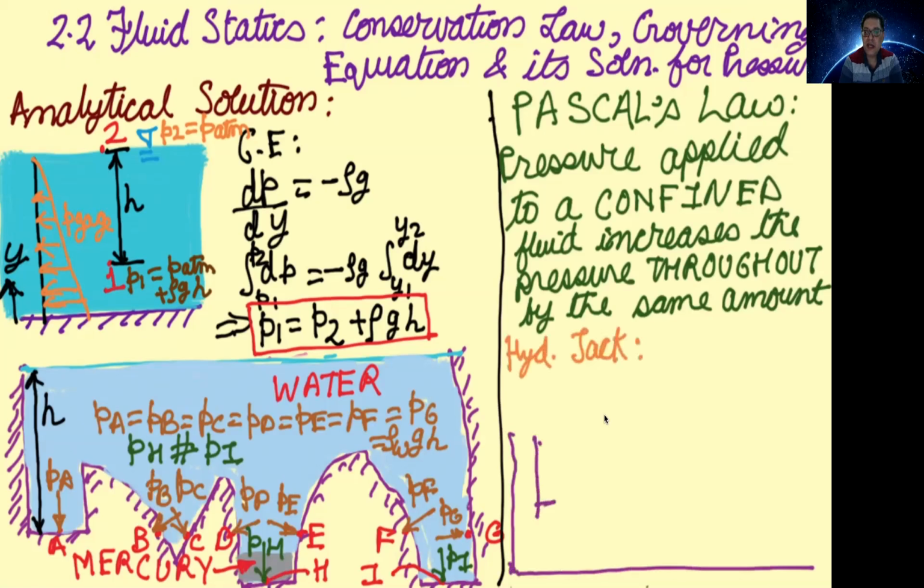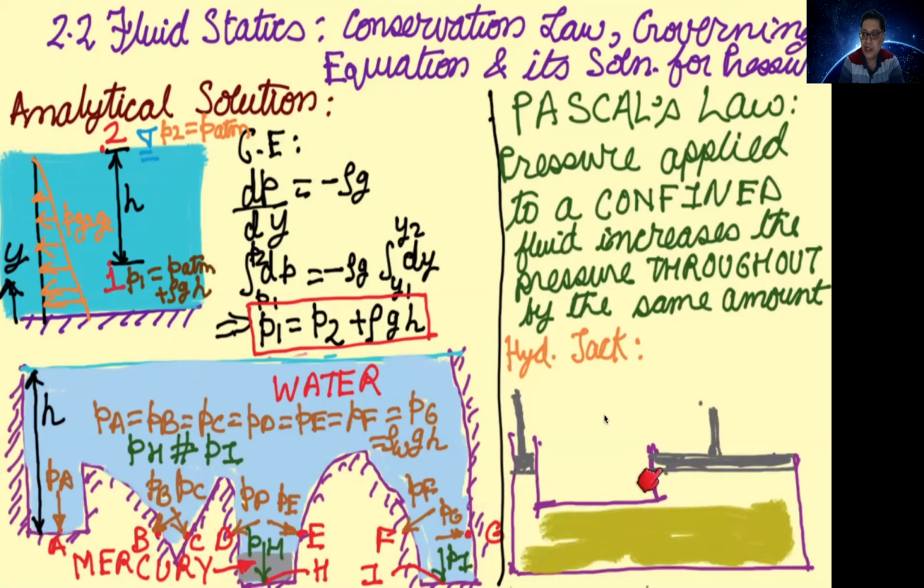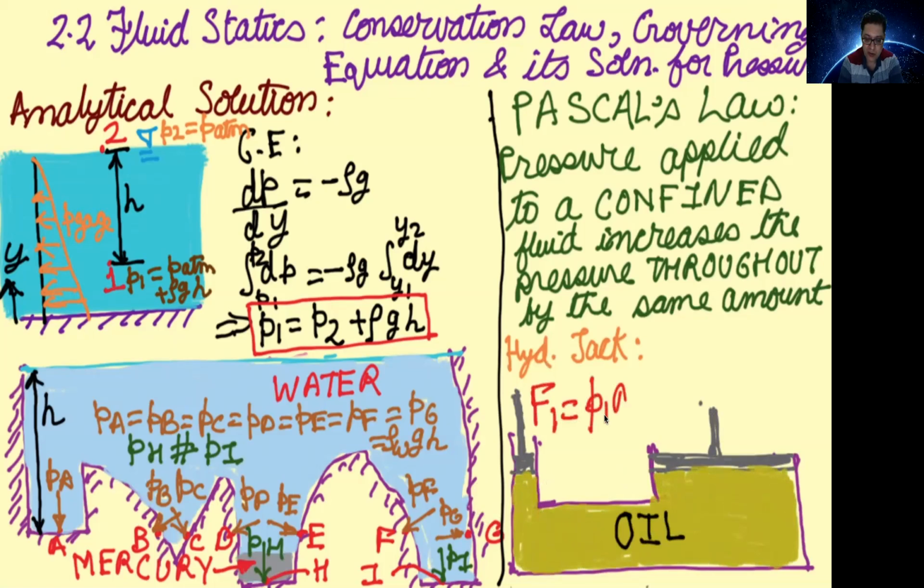To represent it, let us consider an example of a hydraulic jack, where this is the container, and at the top I am showing you a piston, a smaller piston on the left side and a larger piston on the right side. And then this is filled with oil. Now, based on your capacity, you can apply a certain limited amount of force. So you can create a pressure, represented here as P1, equal to F1 by A1, where A1 is the cross section of the piston.